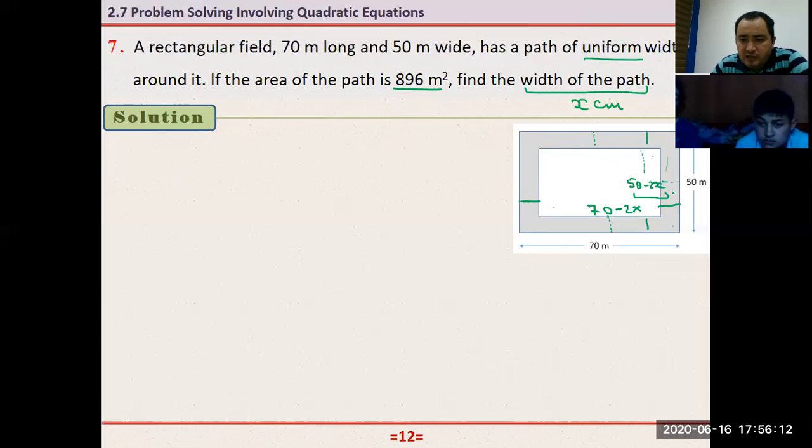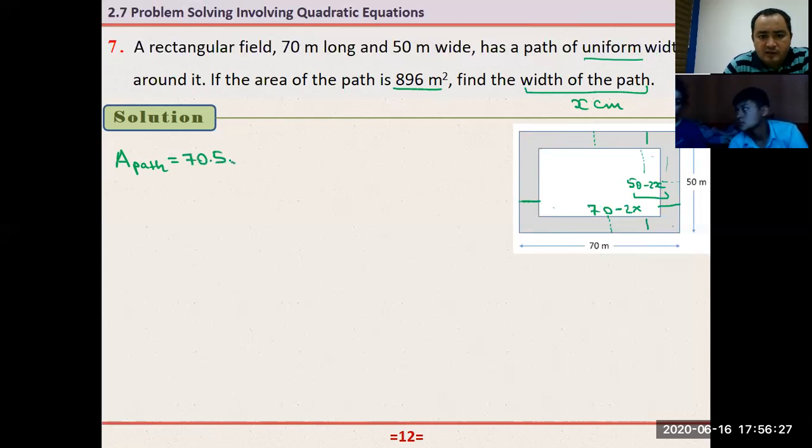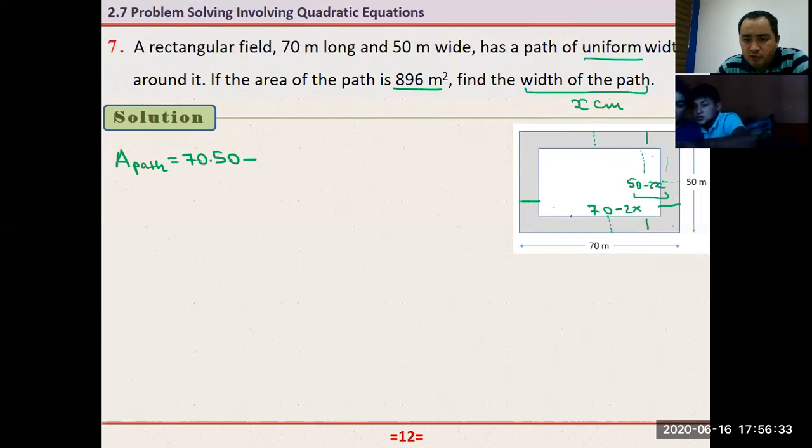To find the area of the shaded area, I write: area of the path is equal to the total area, right? That is 70 times 50 minus, I need to remove this part. If we remove the inner area, this part remains, right? What is the area of the interior? Length times width.